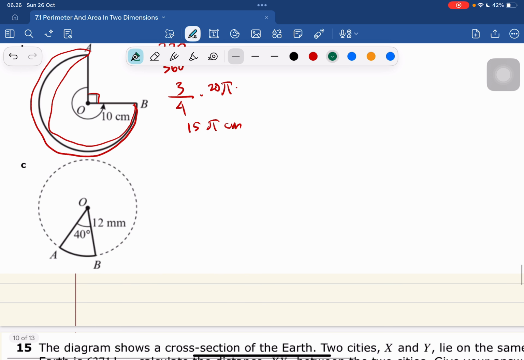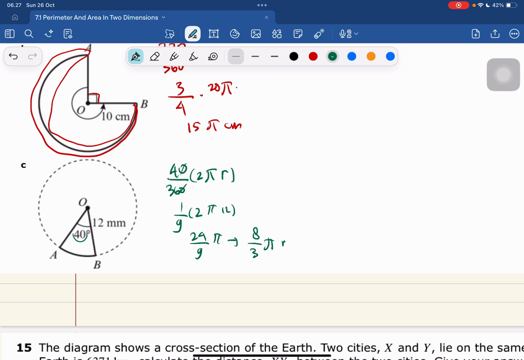Next, for the C, we got 40 degrees, so 40/360, 2 pi with r. So we can simplify it to 1/9. So this is 2 pi is 12. So 24/9. Yeah, 24/9 pi. We can simplify it by dividing by 3, 8/3 pi millimeter. Or if you would like, it will be 2.6 pi millimeter. There it is.